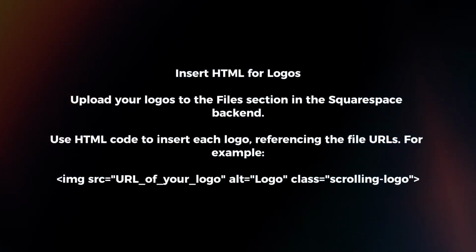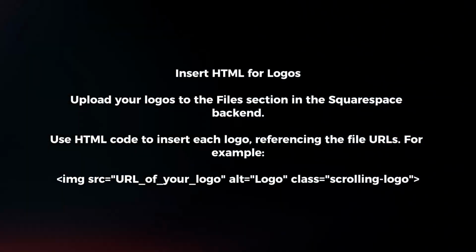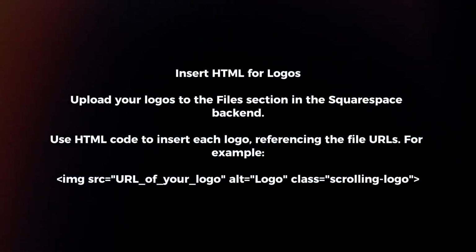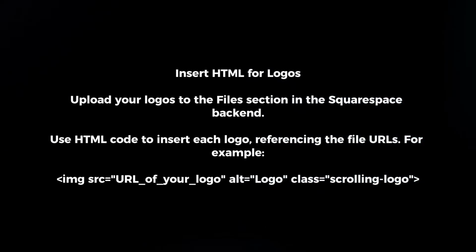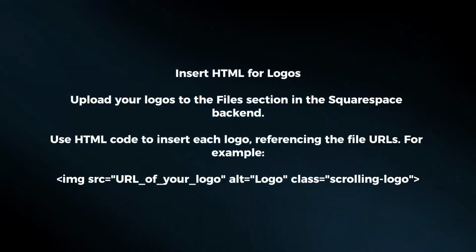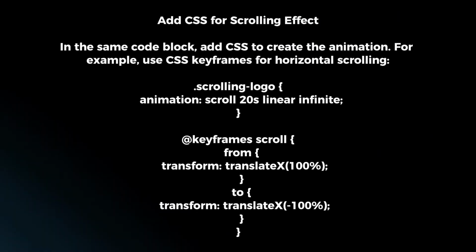Insert HTML for logos. Upload your logos to the Files section in the Squarespace backend. Use HTML code to insert each logo, referencing the file URLs. For example, add CSS for scrolling effect.